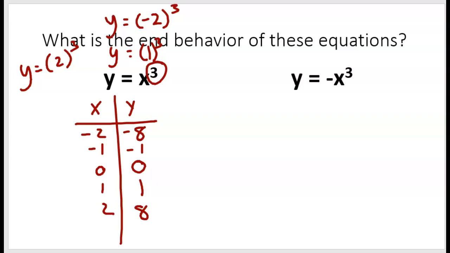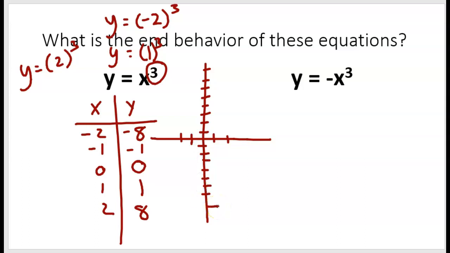Now let's see what that looks like on a graph then. At -2, we have -8. At -1, we have -1. At 0, we have 0. 1, though, is a +1, and 2 is a +8. So now, as you guys can see, the left and the right-hand sides are going in opposite directions.